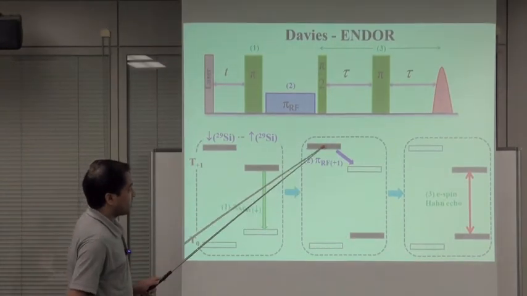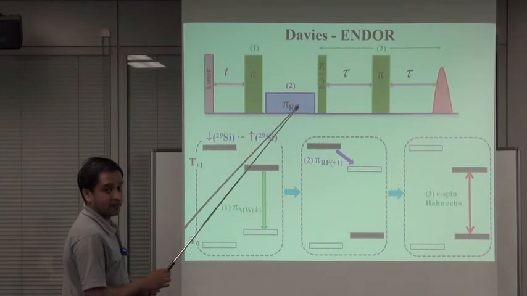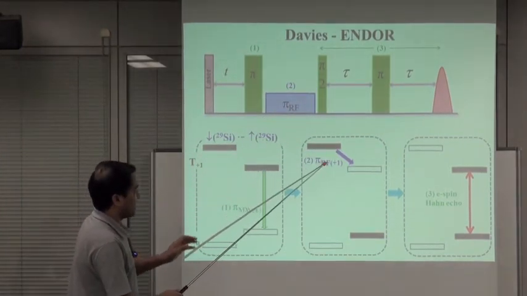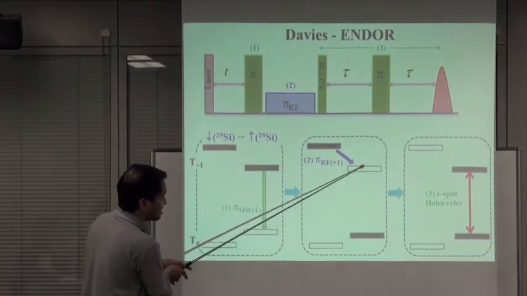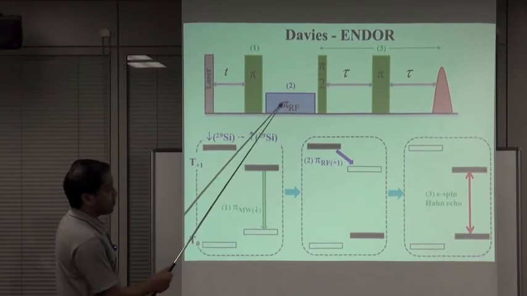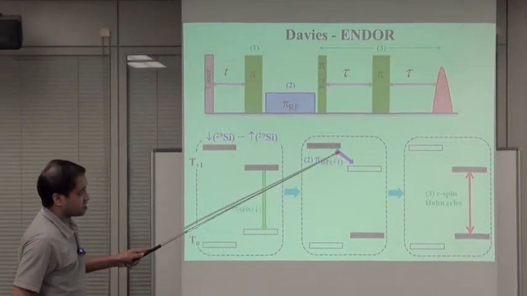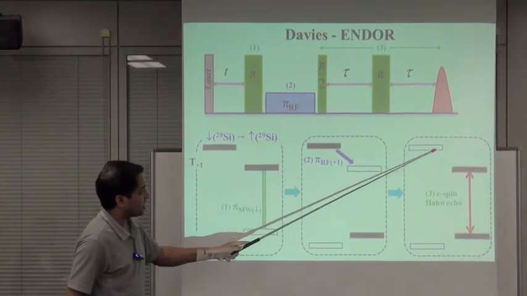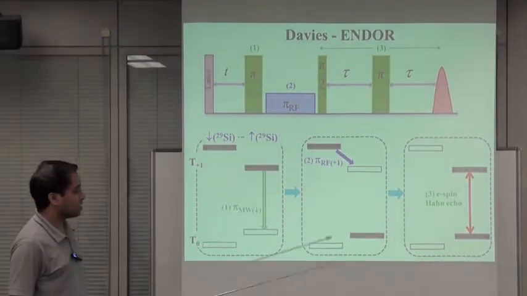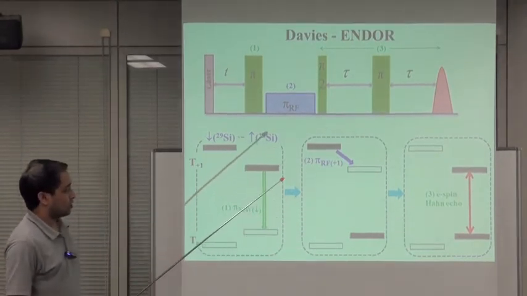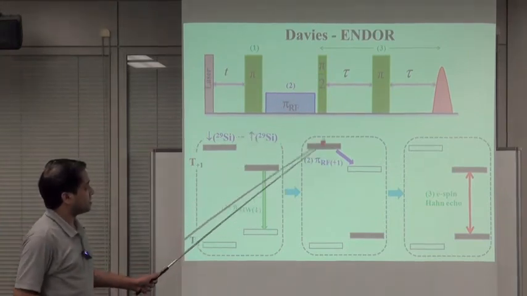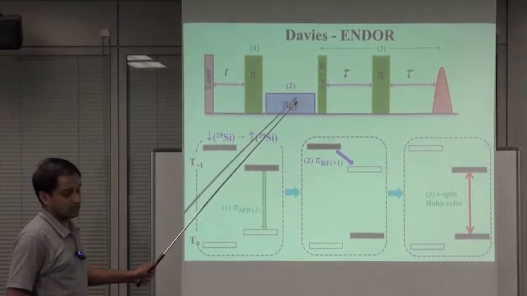Now we scan our RF frequency, and we measure the echo intensity as a function of this RF frequency. When the RF frequency matches exactly the energy splitting here, we can transfer the population completely from this state to this state, and the echo intensity will go to 0 because the populations become equal. So we can achieve an ENDOR spectrum as a function of this RF frequency.